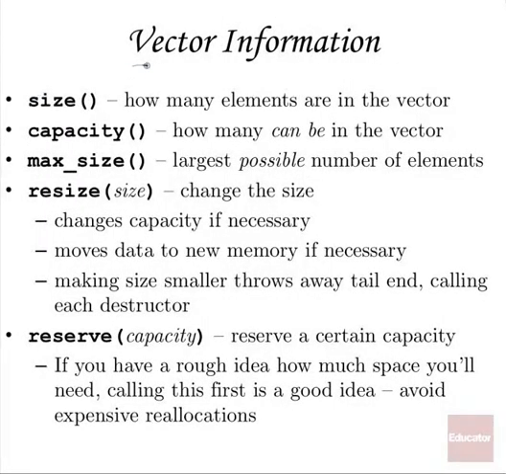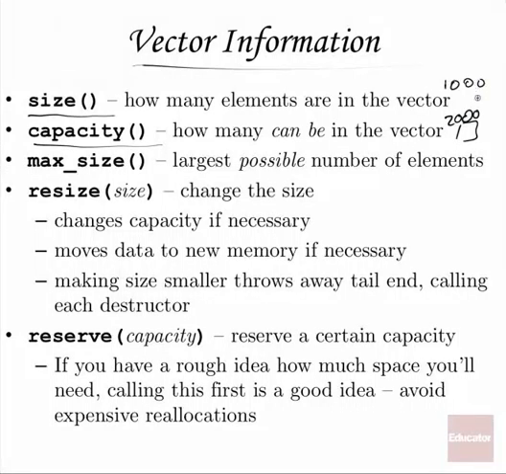So let's get some information out of that vector. We've already seen briefly the size. How many elements are currently in the vector? Capacity. How many can be in the vector? Now notice the difference between size and capacity. They can be the same. Capacity can be larger than the size. So if I've got room for 2,000 elements in here, that will be our capacity. It's 2,000. But right now I've only allocated 1,000.